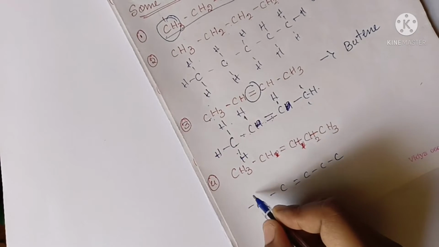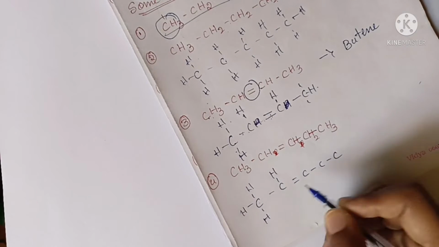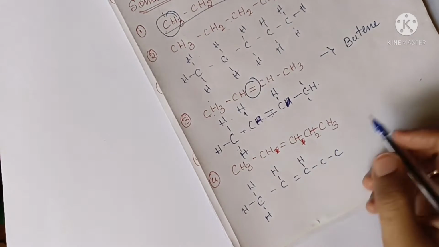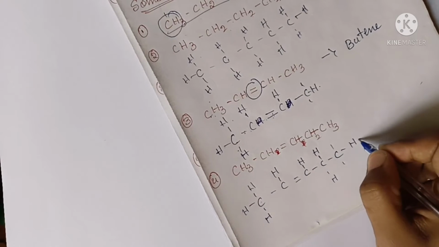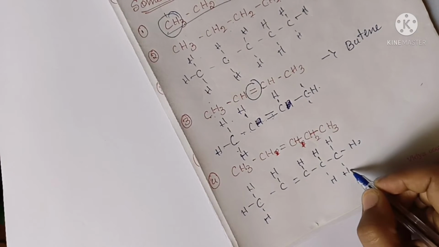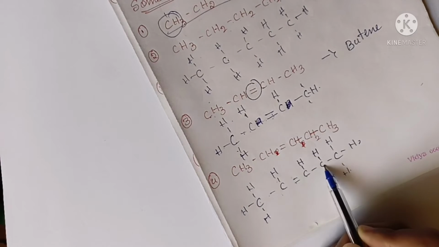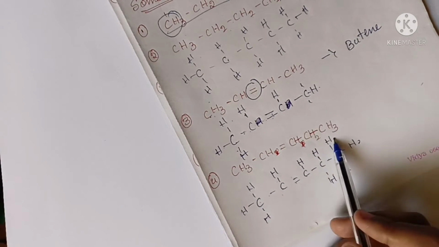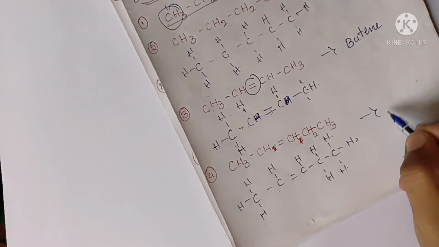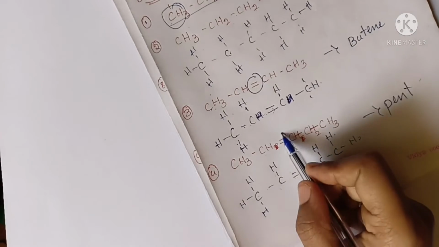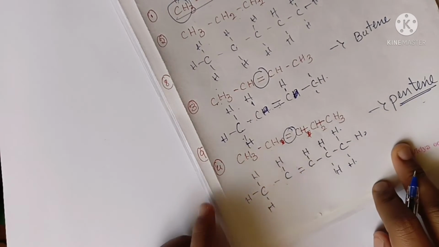Next, 3 is there, so I'm going to write 3H here. Only one H is there, so H. If you want to write it down also, you can, not a problem. Each and every carbon has to be satisfied with four bonds. For this one 1, 2, 3, 4, for this one 1, 2, 3, 4. Let us name it. 1, 2, 3, 4, 5 carbons, that is pent. There is a double bond, so ene, pentene. This is how we have to name it.